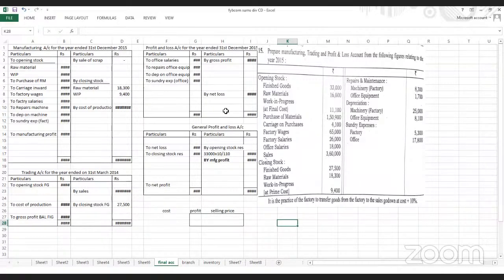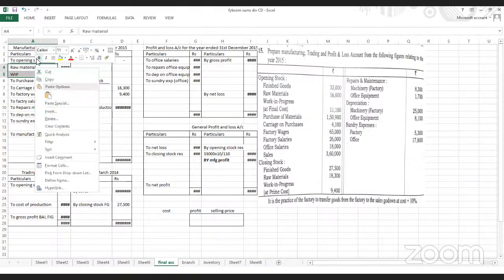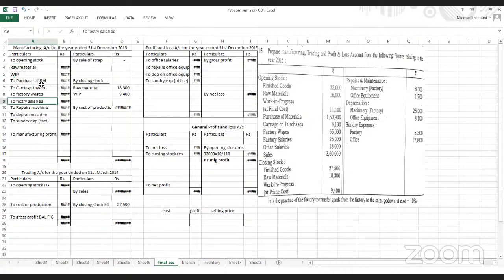Clear? Raw material and WIP belong to the production process. Therefore, their opening will go to manufacturing account. You can see on the left hand side, opening stock. Under that, we have written raw material and WIP. Okay. Clear? What about finished goods?